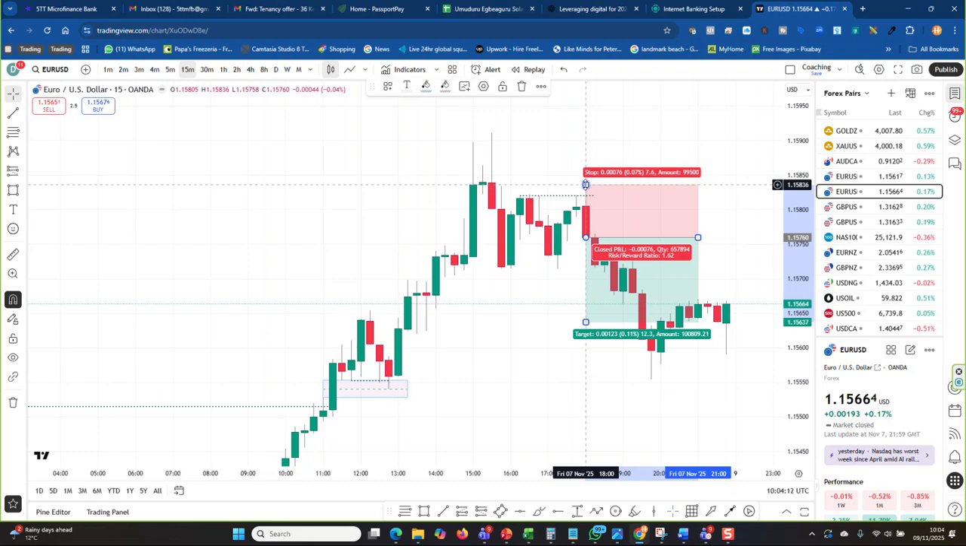Stop loss is 7.8 pips. Let's see if we got 2 to 1. I think we did. Yes, there was 2 to 1 in that trade, right? So, yeah, that's it.